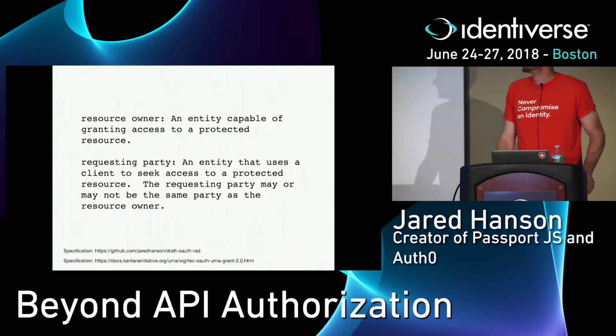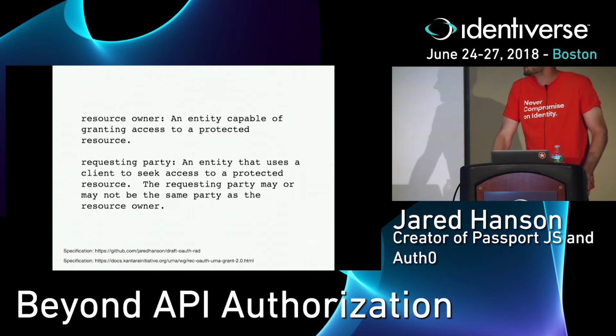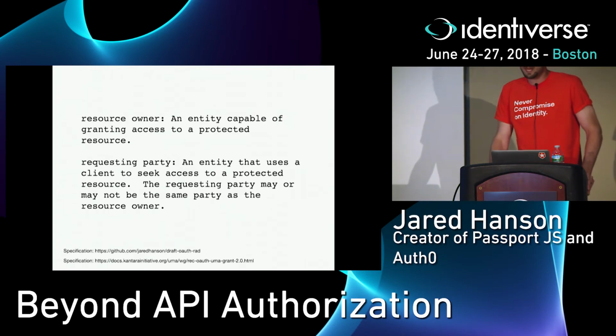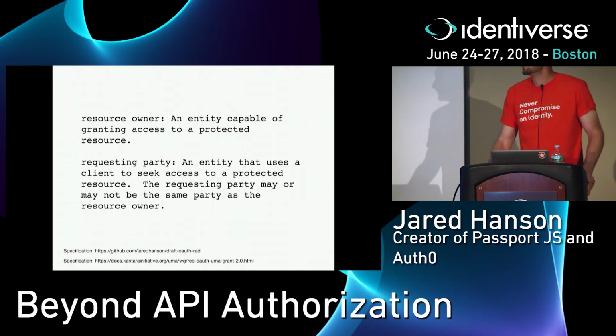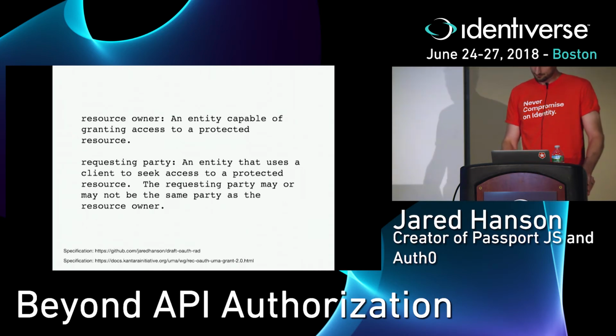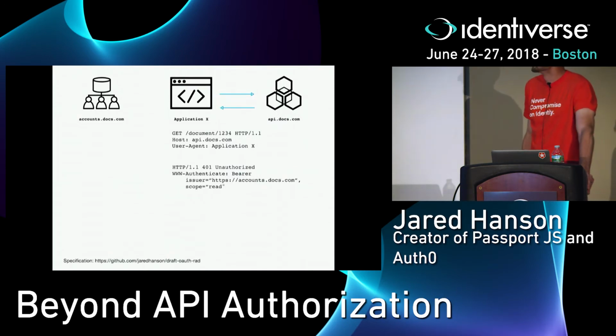Typically, like Alice owns her own documents. But the other case is that of a requesting party, which is an entity that uses a client to seek access to a protected resource, and that party may or may not be the same as the resource owner. So if Alice is sharing documents with Bob, Bob's the requesting party, and Alice is the resource owner. Let's go back to the flow that we were looking at earlier to see how this interaction would occur.